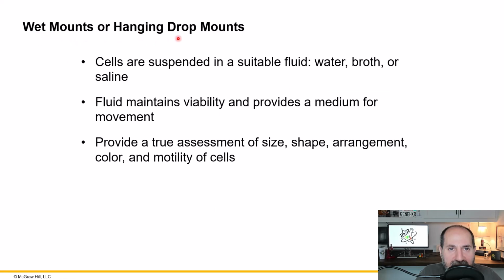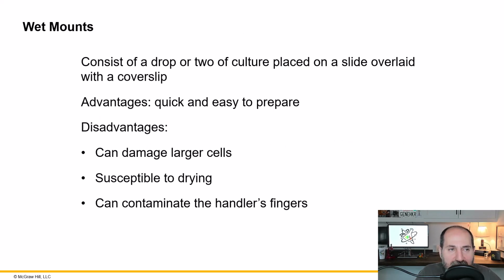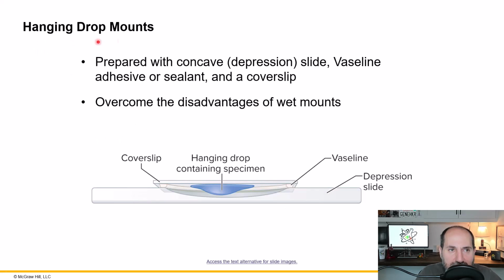We talked about wet mounts and hanging drop mounts. These are ways of preparing microscope specimens on microscope slides by adding a drop of sample and a cover slip. So a wet mount is probably the easiest. It consists of a drop or two of culture with a cover slip on top. Remember the disadvantages? The advantage was that it's quick and easy. The disadvantage was that you could damage larger cells. That cover slip smushes your cells. So instead, we use a hanging drop because a hanging drop uses a depression slide, which is kind of like a little swimming pool, to allow the cover slip to not smush your specimen.